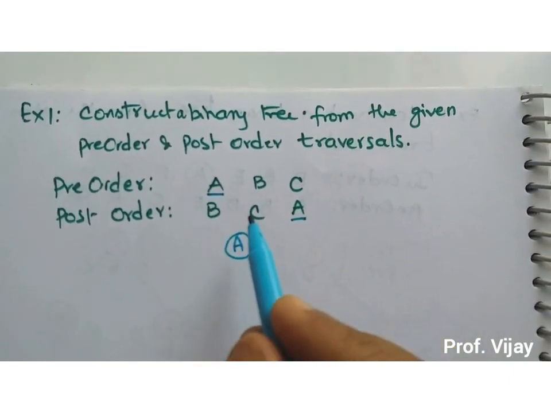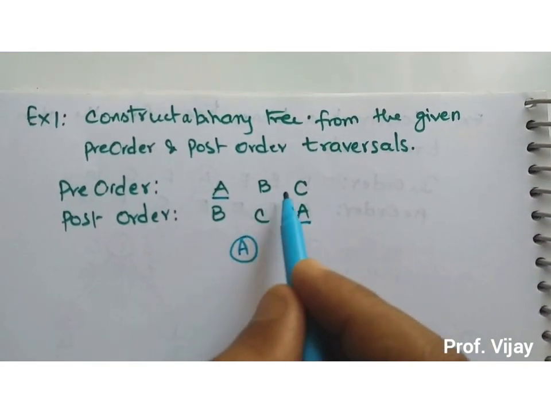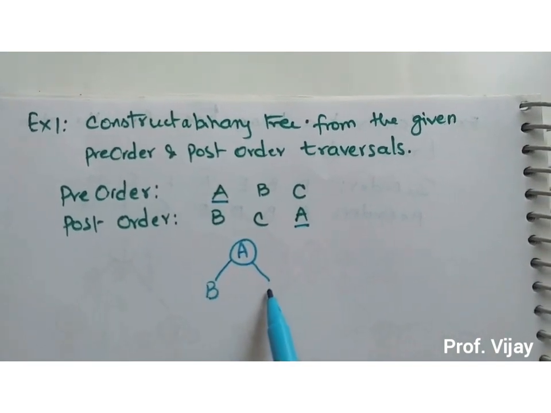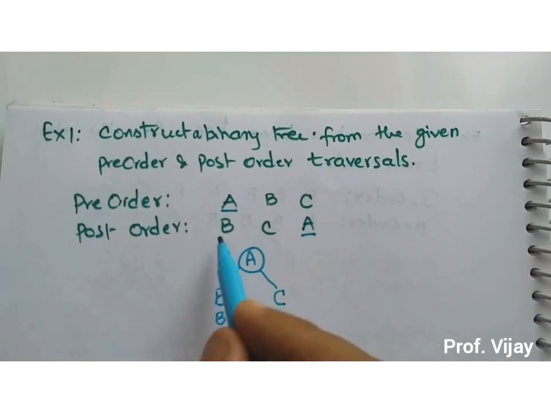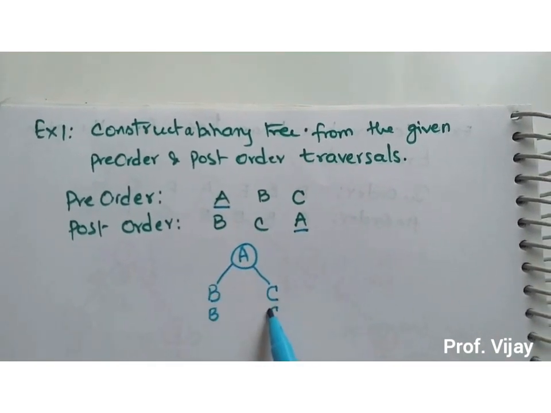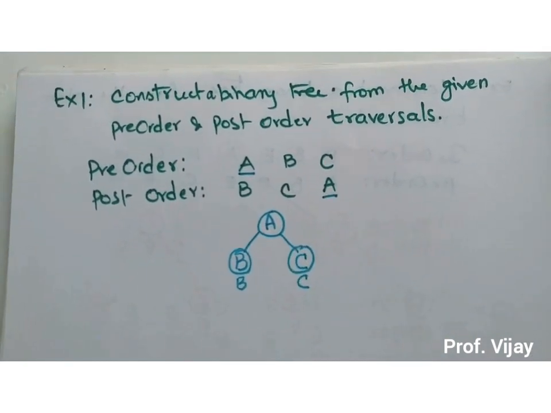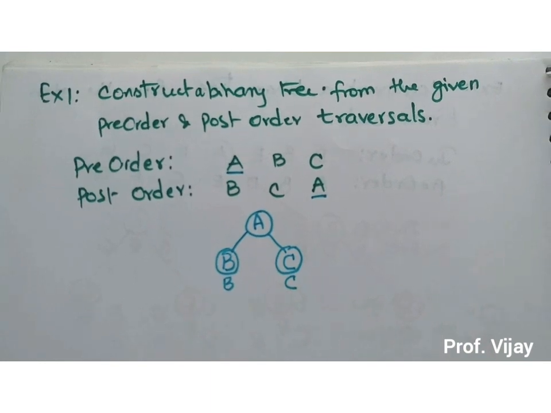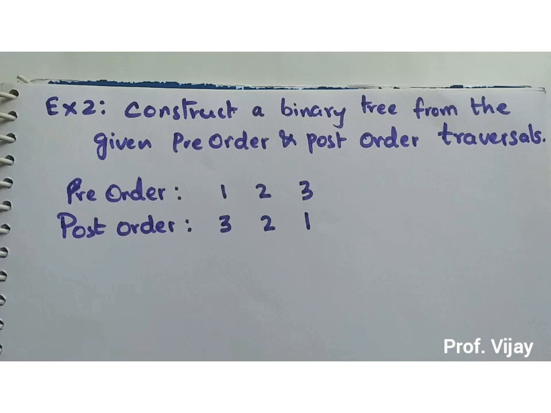So what we can do is, we can have only one option, both are not null, and TL followed by TR. TL is B and TR is C. So in here also B first, then C next. So this is the binary tree, the only one binary tree obtained from this given pre-order and post-order traversals. There is no other possibility. Now we will solve the second example.